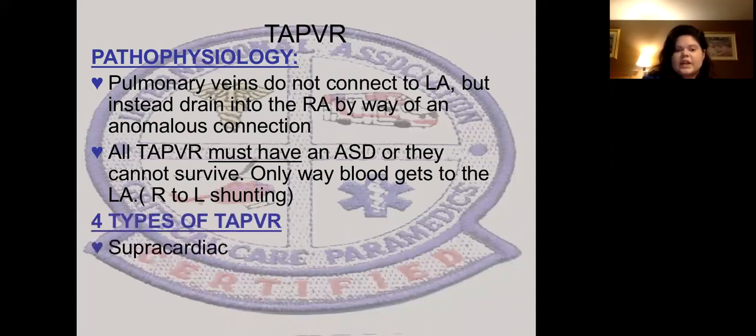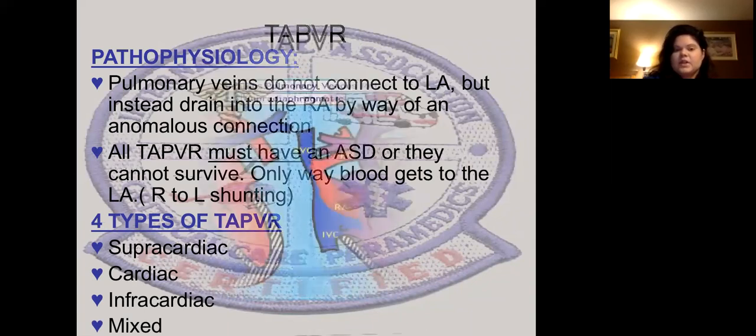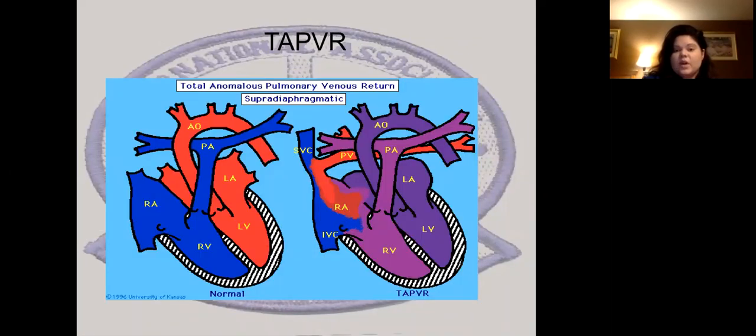And then they have shunting. There are 4 types: supracardiac, cardiac, infracardiac, and mixed. So that could be any of the previous named. So longest one, biggest miss.